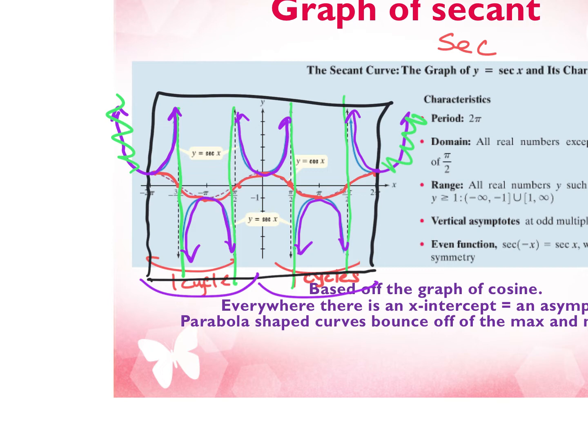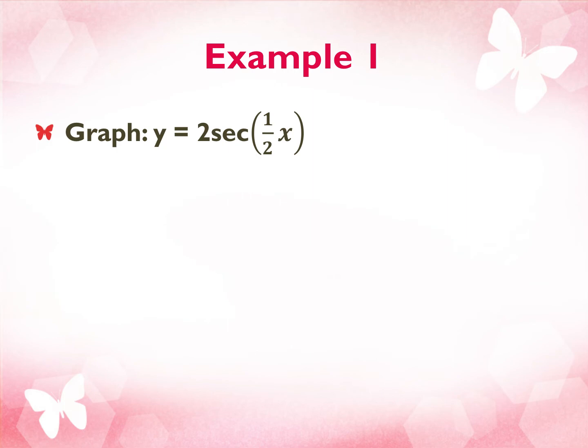So let's go ahead and let's practice first graphing a sine and a cosine, and then we're going to add in the asymptotes and then the U shapes, or the parabola shapes. So first thing we're going to do, this one, is we're going to graph the reciprocal to secant, and that's going to be cosine.